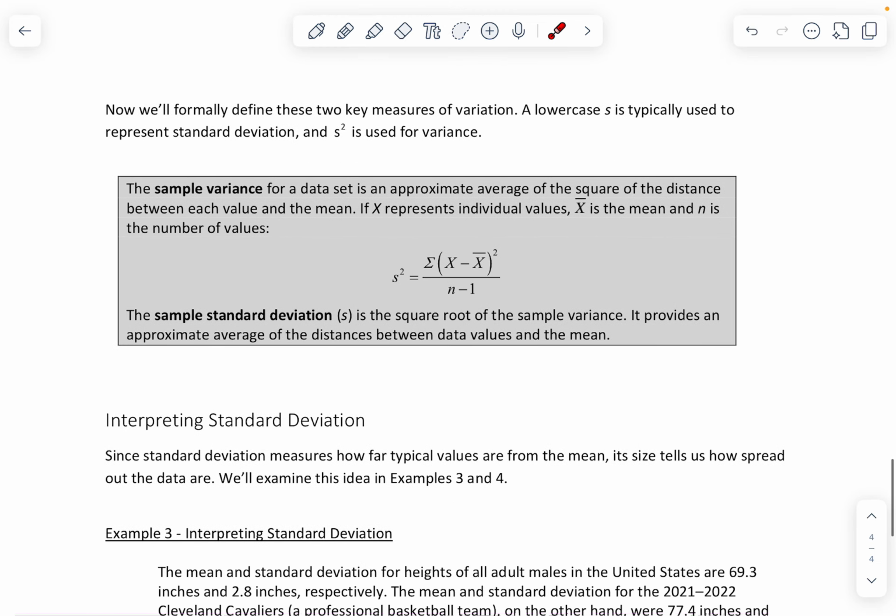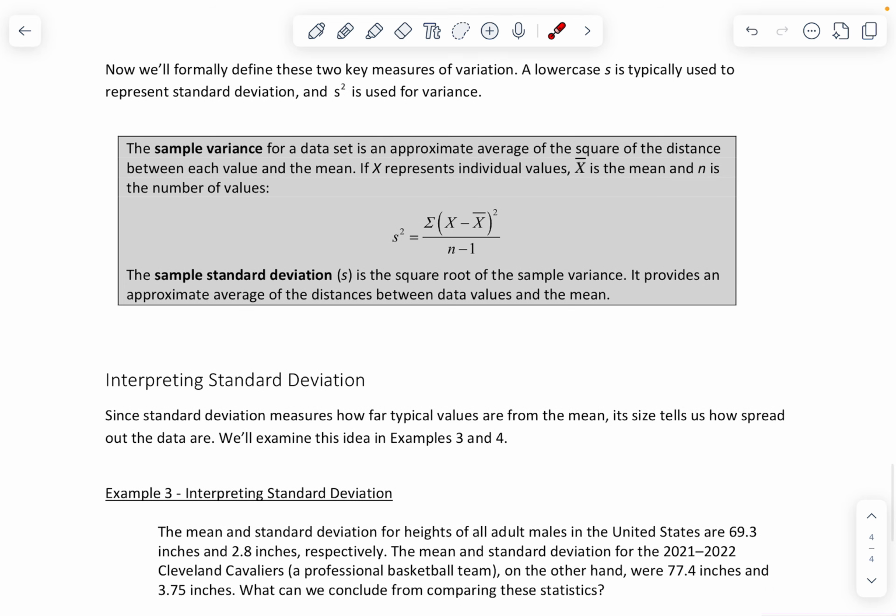Okay, so now we will formally define these two key measures of variation in formula form. A lowercase s is typically used to represent standard deviation, which means s squared is used for variance, right? Highlighting that relationship between them. So here's our formal definition.